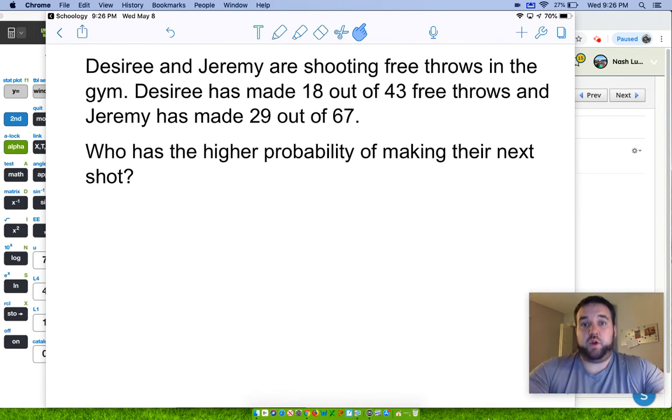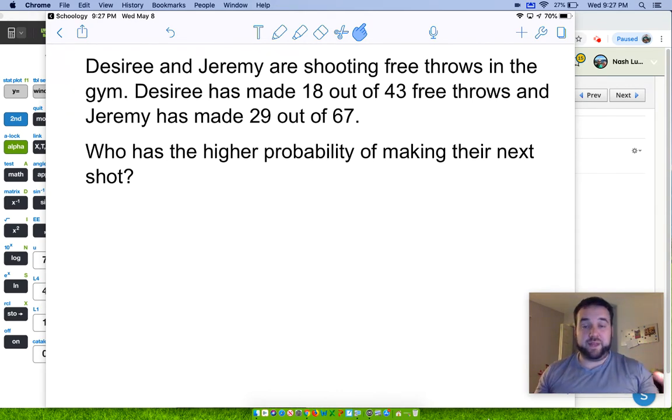Okay, here's an experimental probability, or an experiment that I can actually put numbers to. Desiree and Jeremy are shooting free throws in the gym. Desiree has made 18 of her 43, and Jeremy has made 29 out of his 67 attempts. So Jeremy has shot more and he has made more, but that doesn't necessarily mean he's a better shooter. We have to apply the numbers to this. So who has the higher probability of making their next shot?